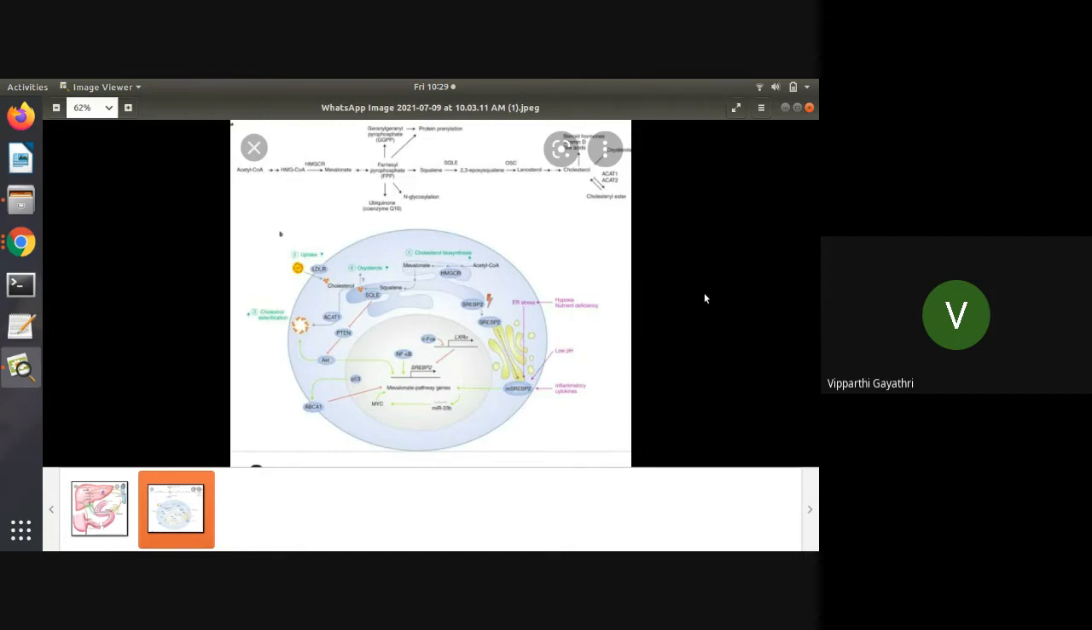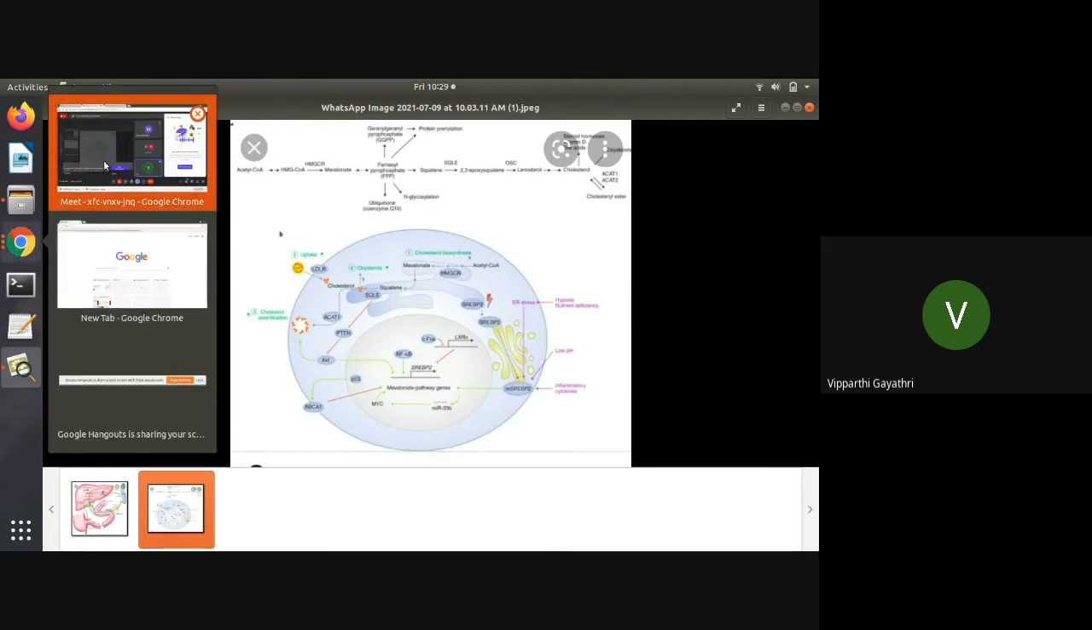Rising cholesterol levels cause SCAP to remain localized to the endoplasmic reticulum rather than translocate. The challenge ahead is to determine how HMG-CoA reductase and SCAP transduce the signal of increased cellular cholesterol content into action. And this is the synthesis of cholesterol and the introduction to cholesterol metabolism.